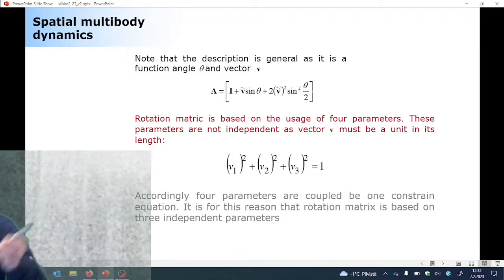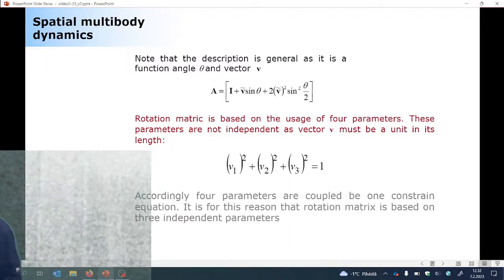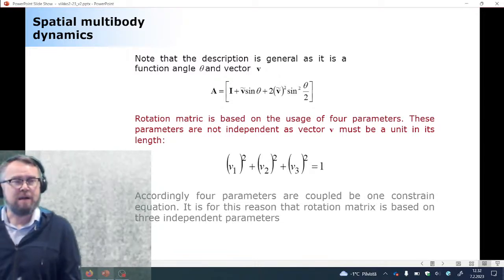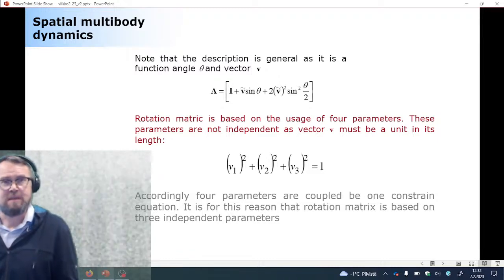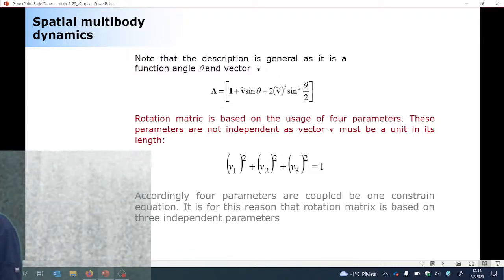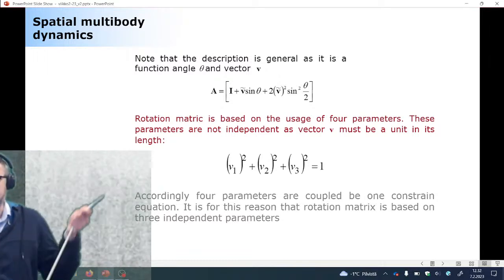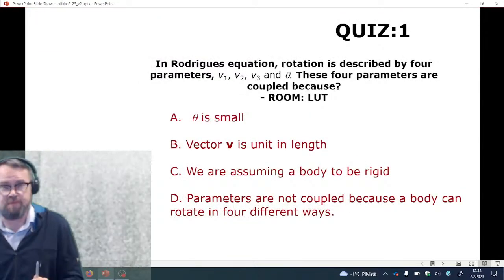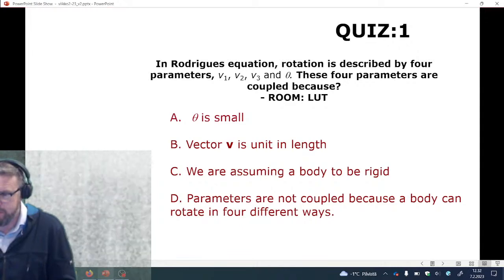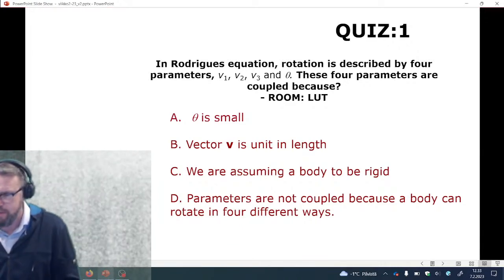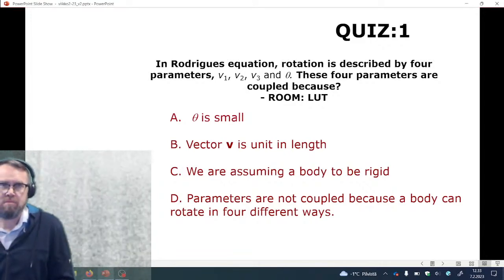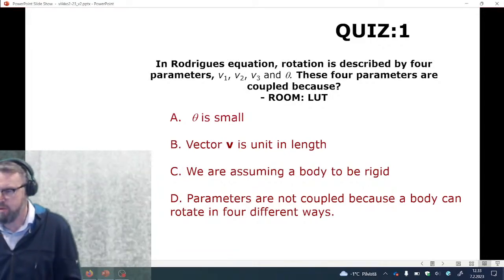That's what it is. This is something that in a couple of slides I'm going to ask you in a class quiz. Simple. So I'm asking what combines these four parameters together, and the answer is because the vector V is unit in length. Okay. This is clear so far. Everything is clear. Okay. So let's take a look. So there's the first in-class quiz. In the Rodrigues equation, rotation is described by four parameters: V1, V2, V3, and angle theta. These four parameters are coupled because vector V is unit in length.